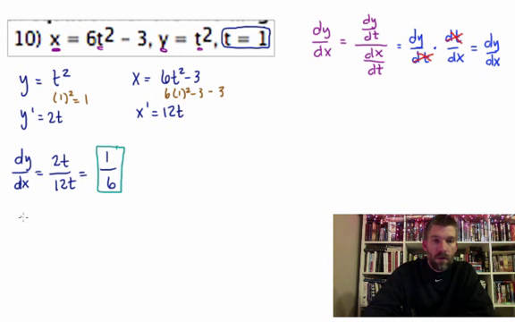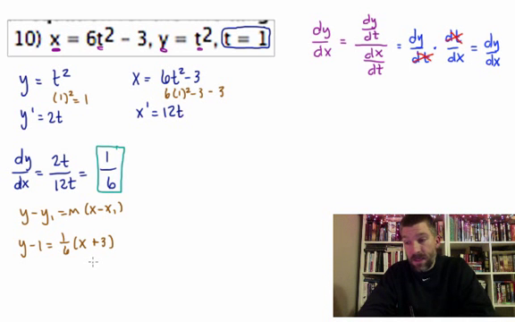And so in order to write the equation of a line, I'm going to use y minus y1 equals m times x minus x1. All right. And look, I've got everything I need. Here's m, here's y, here's x. So y minus 1 equals 1/6 times x plus 3.